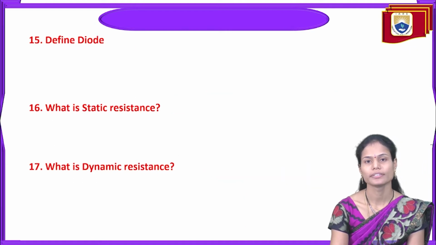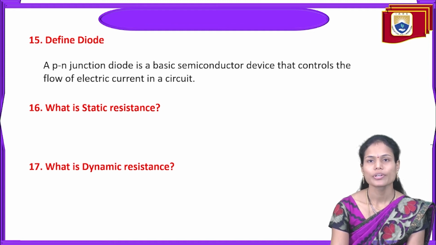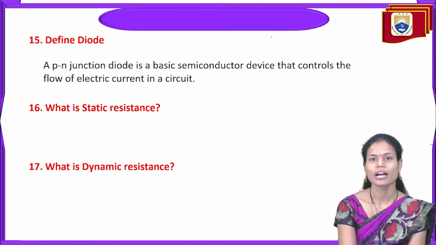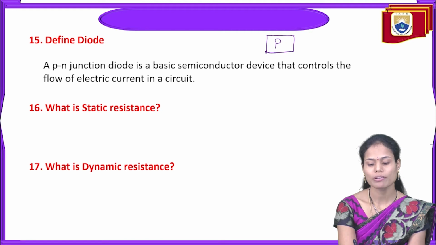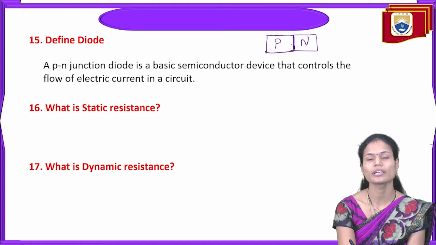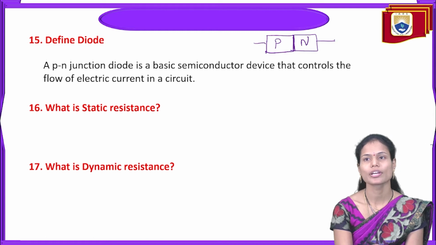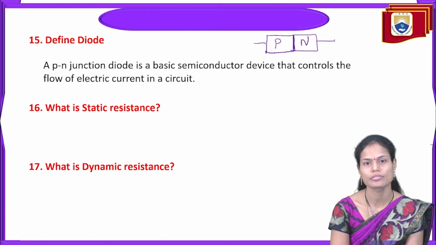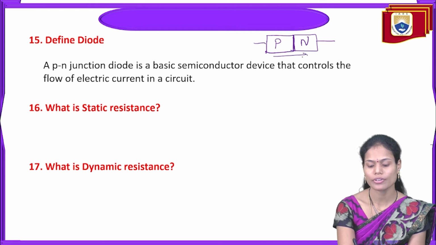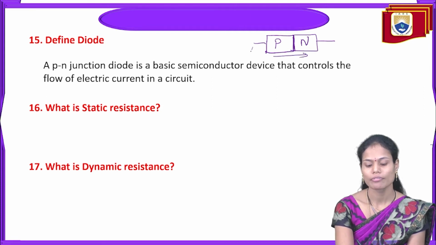Next, define diode. To make a diode, we take one piece of P-type semiconductor material and one piece of N-type semiconductor material. If we join these two materials, they form a PN junction diode. The function of this PN junction diode is to control the flow of current in the circuit, and it is a unidirectional device. Always the current direction is from anode to cathode, that is, from P region to N region.